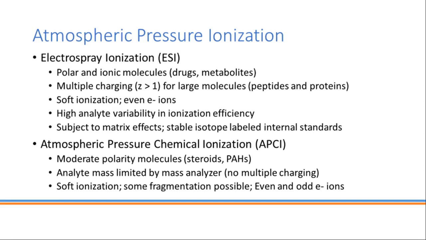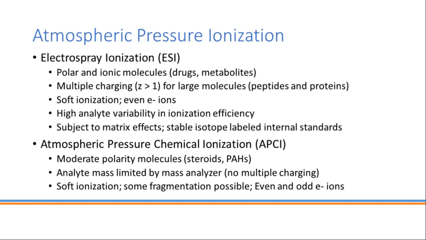This is a soft ionization technique that creates even electron ions. So to get more information, we'll have to use tandem mass spectrometry. One aspect, though, is there is extreme variability in the ionization efficiency of different analytes, and as well, they are subject to different matrix effects. So if we're doing quantitative experiments, we have some special constraints on the types of internal standards that we use. We want to use a stable isotopically labeled variant of our analyte as an internal standard if we can. If our molecules are not so amenable to electrospray ionization, we can do atmospheric pressure chemical ionization.